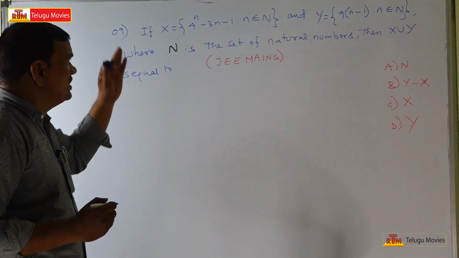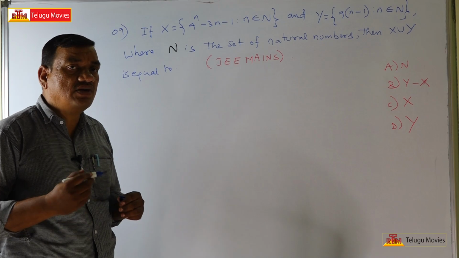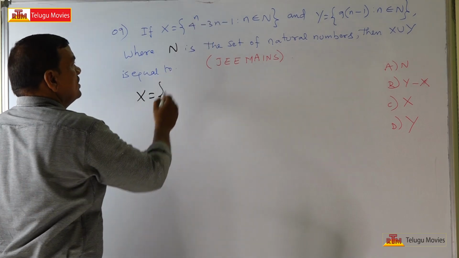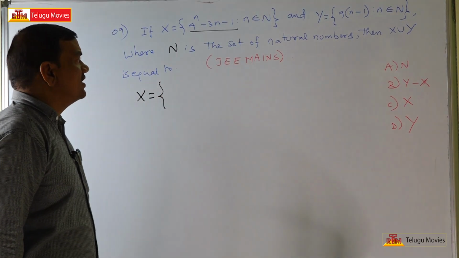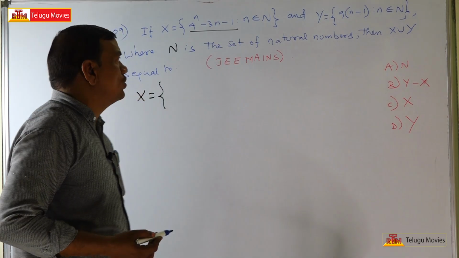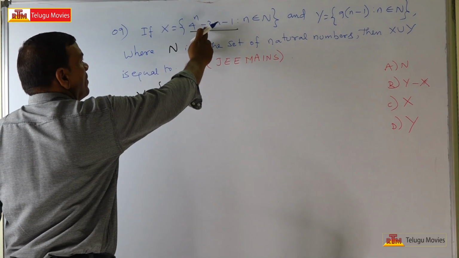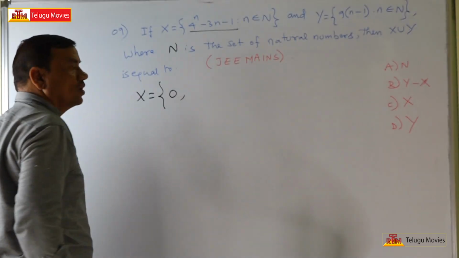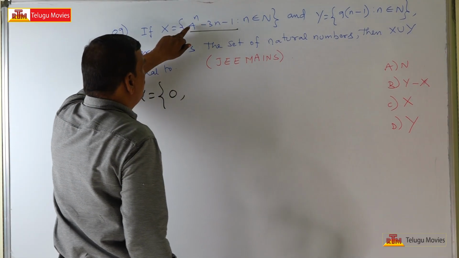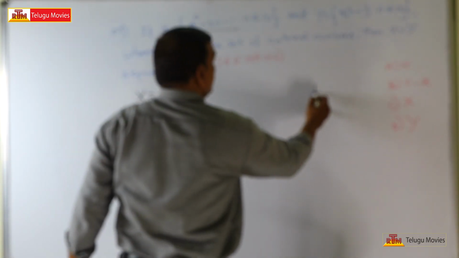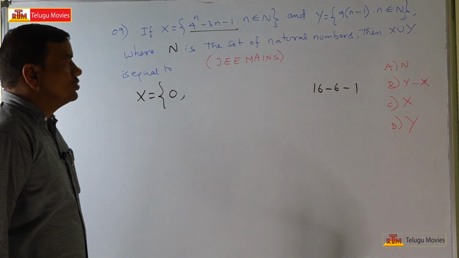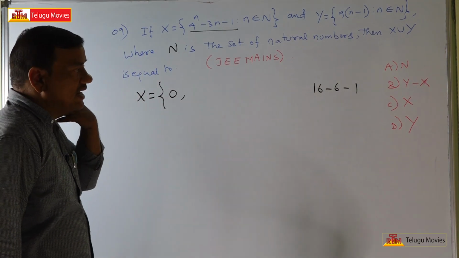So first they are given in set builder form. Let us convert it into roster form. So here x is equal to 4 power n minus 3n minus 1. First substitute n is equal to 1. So 4 power 1, 4 minus 3 minus 1, you are getting 0. Now if you substitute n is equal to 2, that is 4 square, 16 minus 6 minus 1. So 16 minus 6 is equal to 10, 10 minus 1, 9.